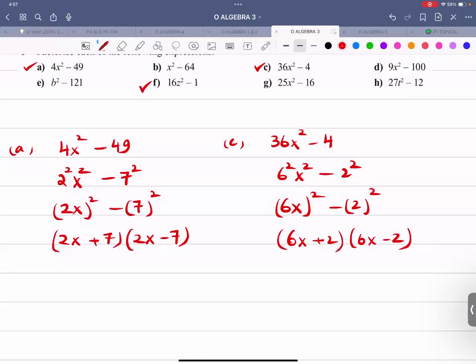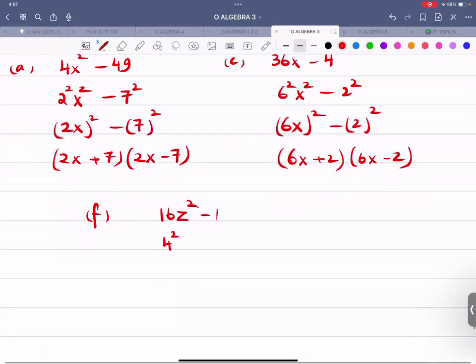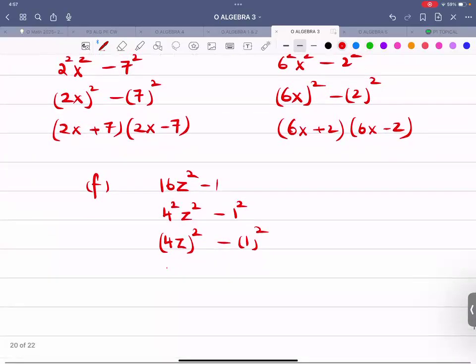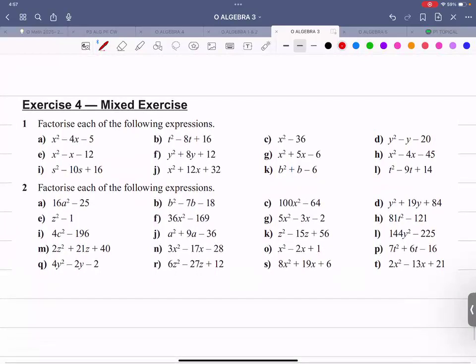Let me explain part F. That is 16z squared minus 1. That is 4 squared, z squared minus 1 squared. That is 4z whole squared minus 1 squared, which is 4z plus 1, 4z minus 1. And then there is a mixed exercise on this thing.